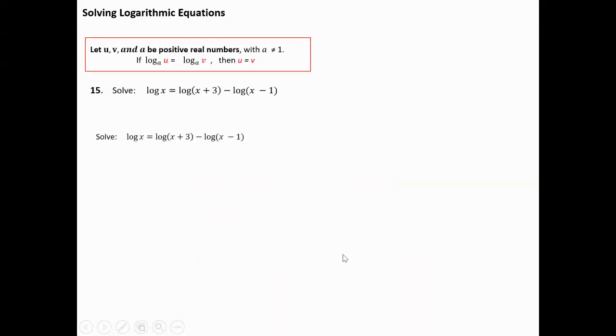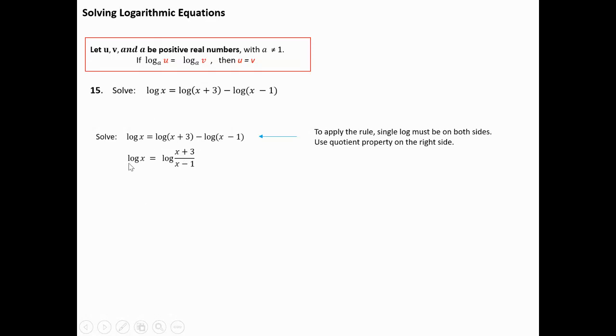Okay, now solve, right? So before you use this property, it says here, let u, v, and a be positive real numbers, with a not equal to 1. If log base a of u equals log base a of v, then u equals v. But for you to apply this property, you have to have a single log on both sides of the equal sign. So the one on the right, I have to put it as a single log. So we're going to use the quotient rule. Right? If it's subtraction, it's going to be the quotient rule.